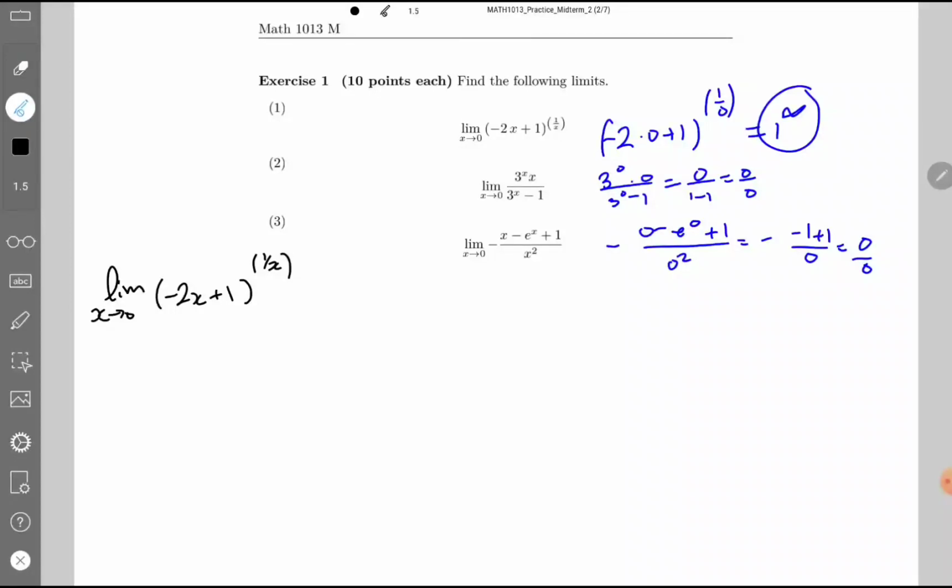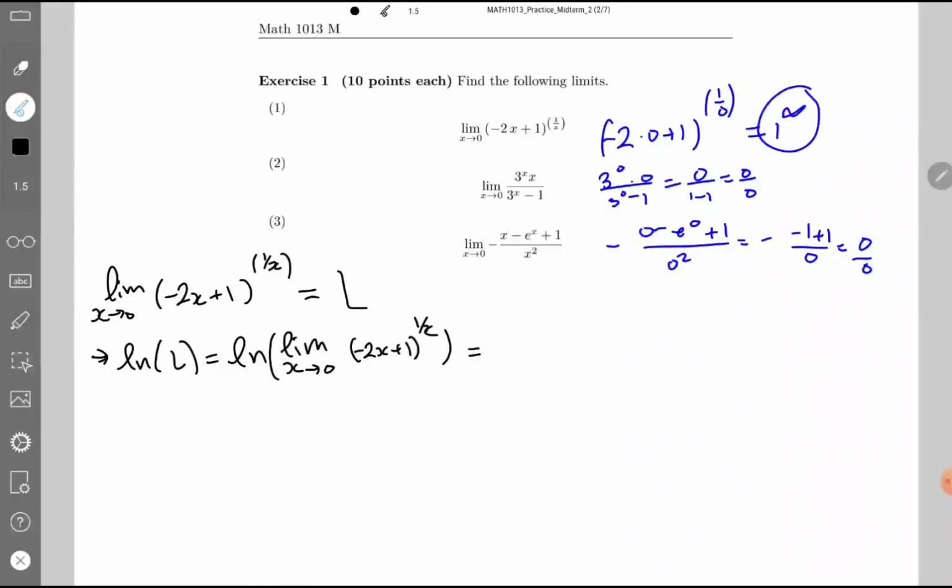So what's the first thing we notice when we see something like this? We have some function to the exponent of some other function, which basically means we're probably going to want to use our natural log method. So we set this equal to L and take the natural log of both sides. Maybe I should do this slowly so people can see. Here we have natural log of L is equal to the natural log of the limit as x goes to 0 of (minus 2x plus 1) to the 1 over x.